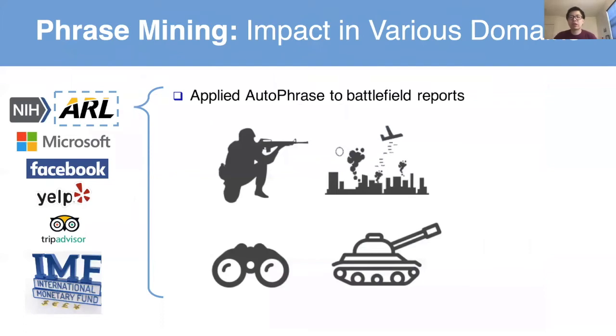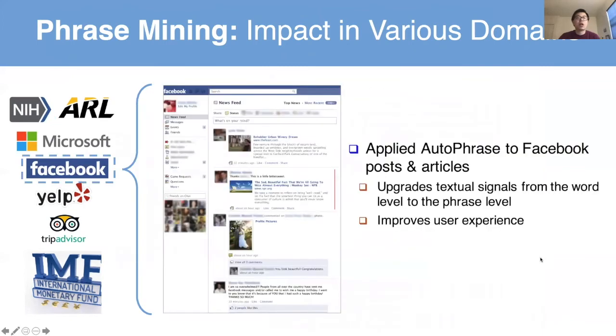So far, we have discussed a series of our phrase mining methods. We have open source code and they have been adopted in many companies and organizations, especially AutoPhrase. For example, the US Army Research Lab, ARL, is using them to analyze their battlefield reports and gain insights from the results. Facebook is using AutoPhrase on their posts and articles, trying to upgrade their textual signals from the word level to the phrase level, and therefore improve the user experience.